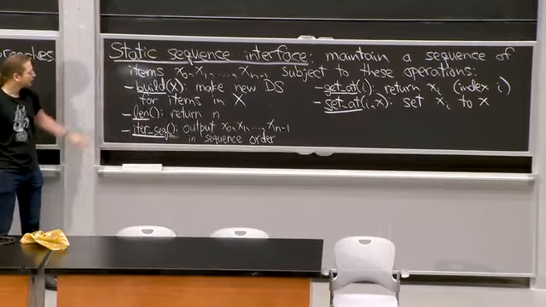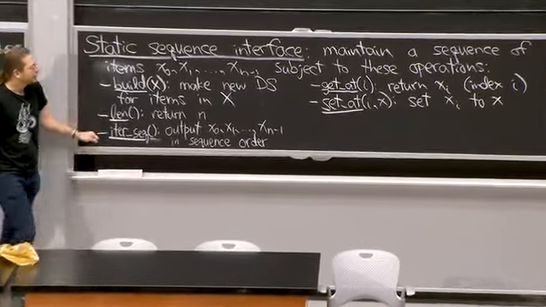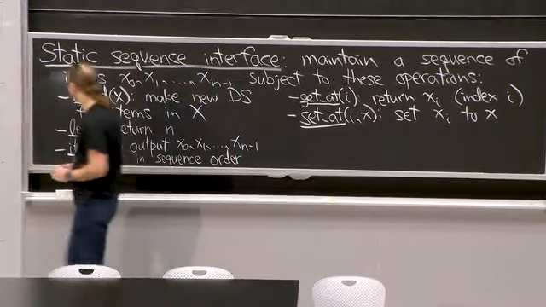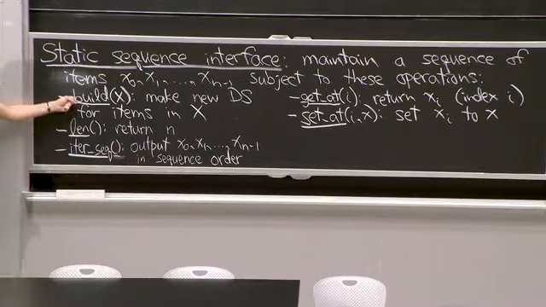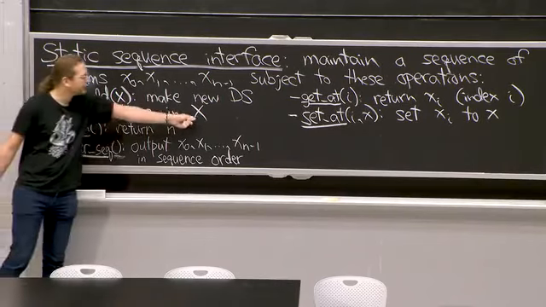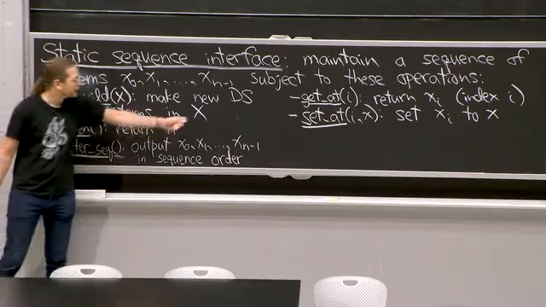And the operations I want to support are build, length, iteration, get, and set. So what do these do? Build is how you get started. To build a data structure in this interface, you call build of x. Exactly how you specify x isn't too important, but the idea is I give you some items in some order. In Python, this would be an iterable.